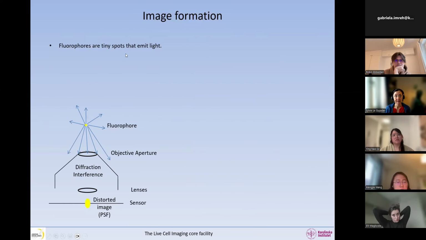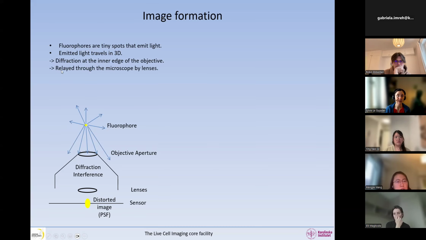So our fluorophores are very tiny spots that emit light in all directions, and the light travels throughout in 3D, but only some of it makes it to the objective, and it diffracts here at the edge of the objective, and then through all sorts of lenses inside the microscope. Every time we have diffraction, we have interference, and at the end, we get a complex 3D interference pattern at the image plane. This is the point spread function. So the point spread function is the shape of the pattern that we're imaging. Then we put a sensor here, and this is what we are recording.